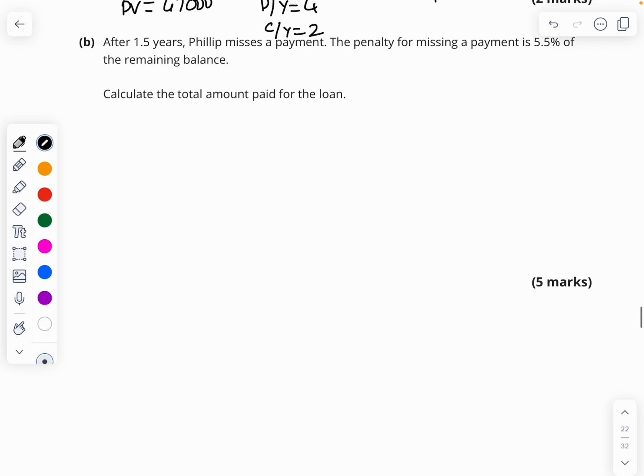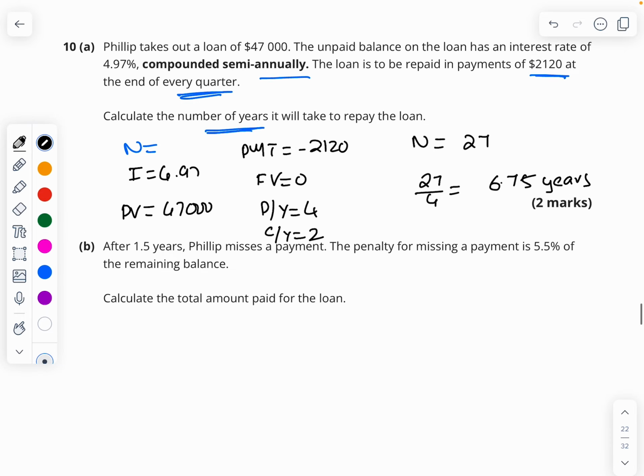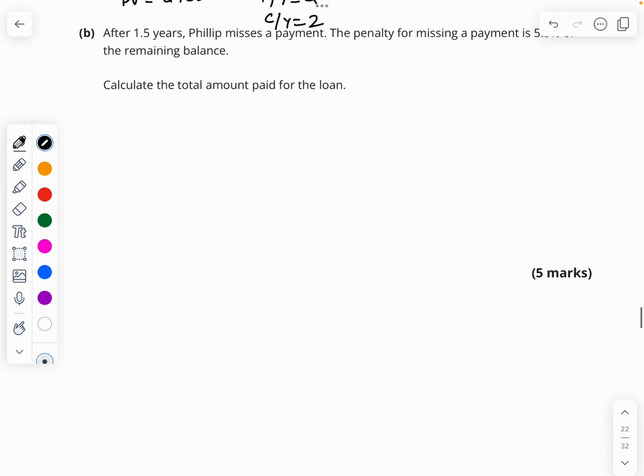After 1.5 years, Philip misses a payment. The penalty for missing a payment is 5.5% of the remaining balance. Calculate the amount to be paid for the loan. So after 1.5 years, he misses the payment. So first of all, calculate what is the balance after 1.5 years.